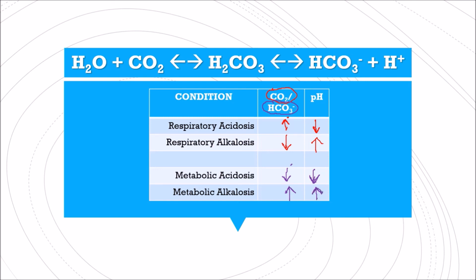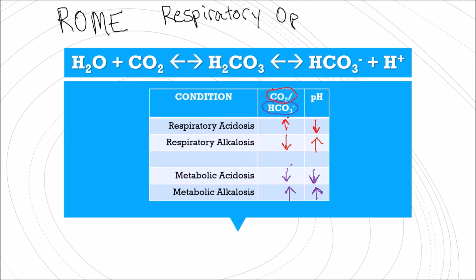So now let's take a closer look at this chart, because this is where it gets really easy to memorize all of this. You have to memorize all the information that I just told you in this video, but it's actually really simple to memorize. And how you memorize it is the word ROME. R-O-M-E. Respiratory opposite. Metabolic equal.